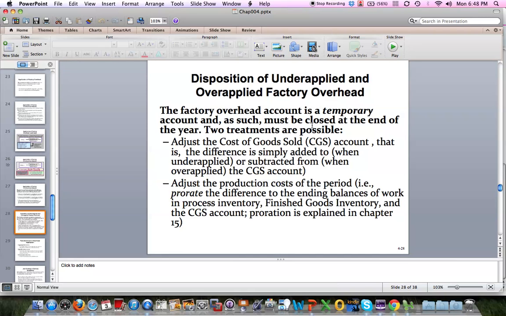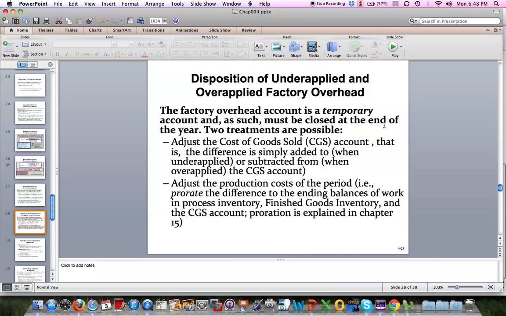Now I want you to keep in mind that factory overhead is what they call a temporary account. And temporary means that this account has to have a zero balance when the accounting year is over. So there cannot be a number in this account when we go to do our financial statements. It has to be zero. And so we've got two choices to close out whatever balance is there, either an underapplied or overapplied balance. We've got two choices to allocate it to, or get rid of that number, I should say. Number one is adjust the cost of goods sold account.